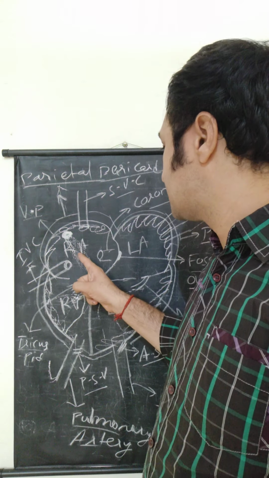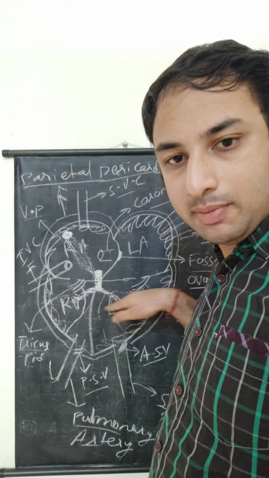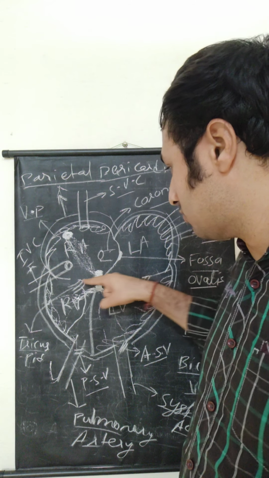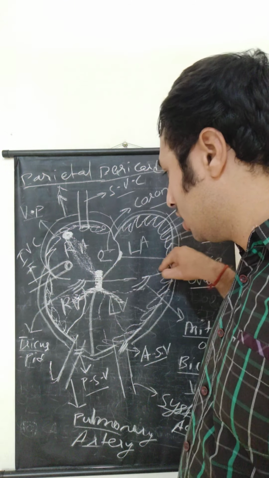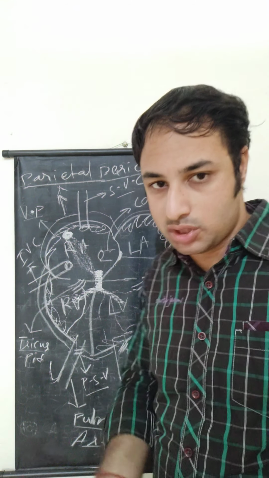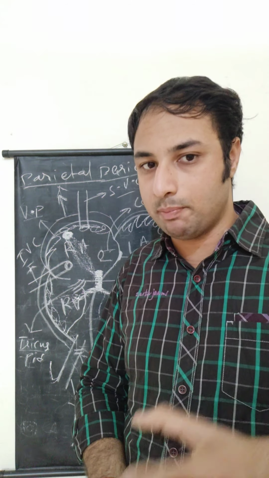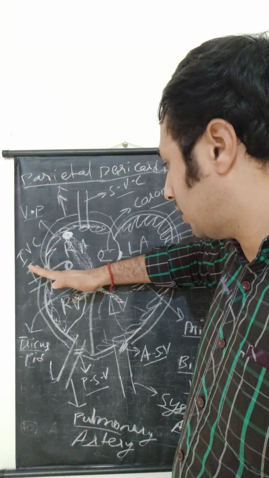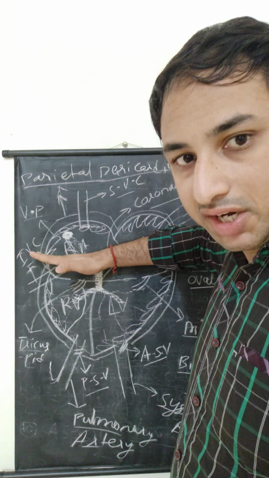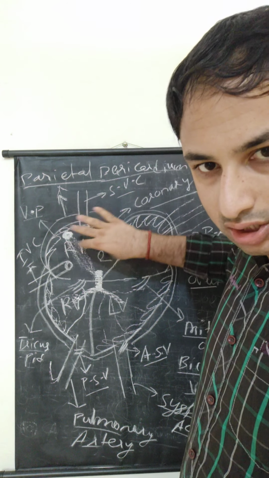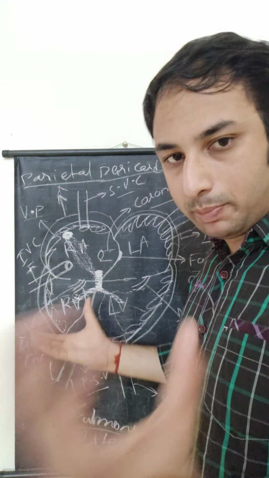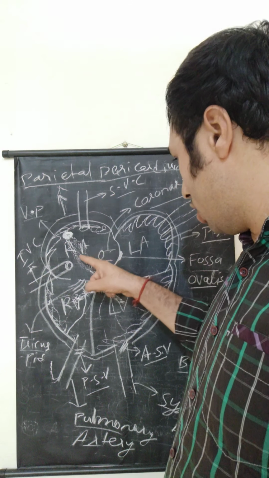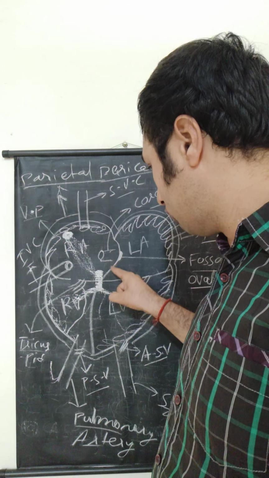So both atria are divided from both ventricles with the help of this wall. This wall is called the atrioventricular septum. If the question is asked why the atria are smaller as compared to the ventricles, the reason is that this wall, the atrioventricular septum, is shifted more toward the atria. That's why atria are smaller in size, and ventricles are bigger in size. Clear?